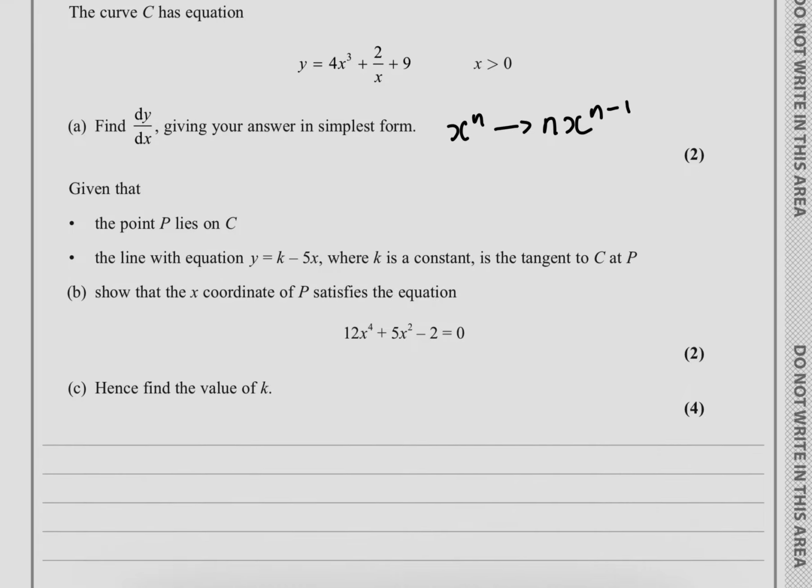Your first step should always be to rewrite the equation into something you can differentiate. So y is equal to 4x cubed plus 2, and you want to get rid of the fraction. So you bring that x up, and it's going to become 2x to the power minus 1, plus 9.